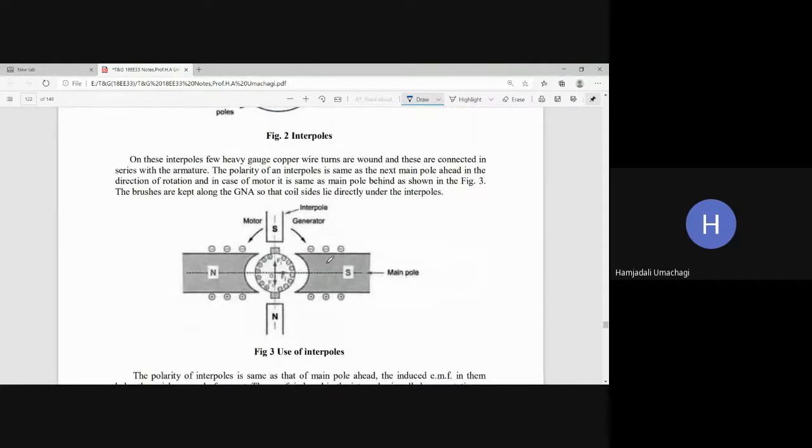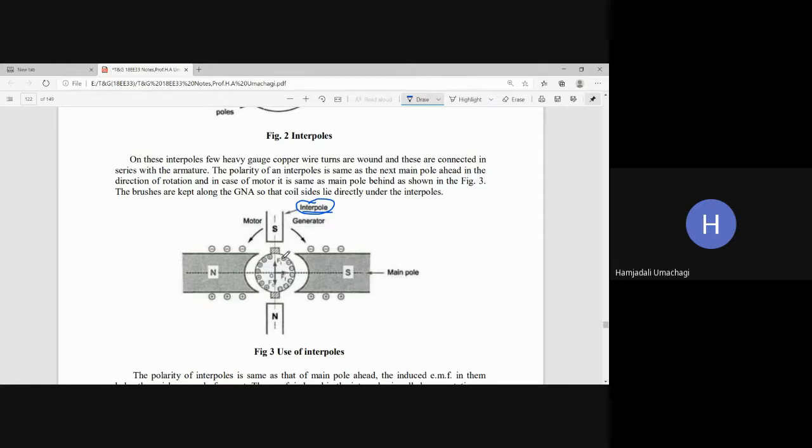So this is the main pole, one will be north pole, another will be south pole, and in between the main poles we are going to place what? Interpoles. So here interpoles will be placed in between two main poles. Now here the polarity on the interpoles will be the same as that of the armature.